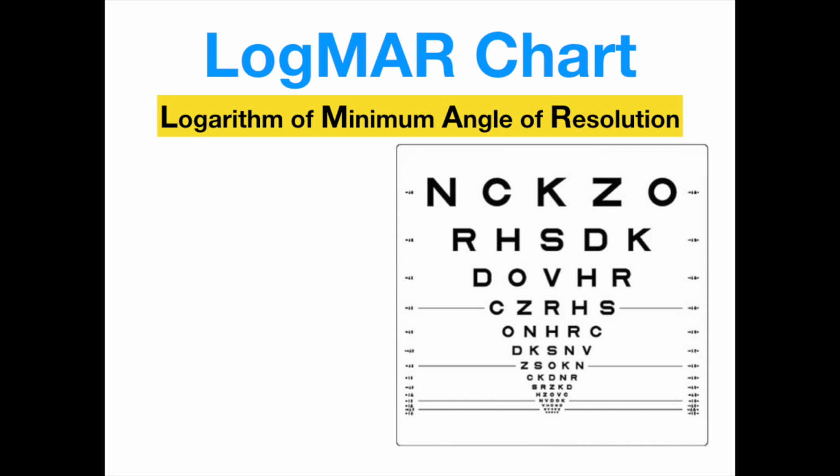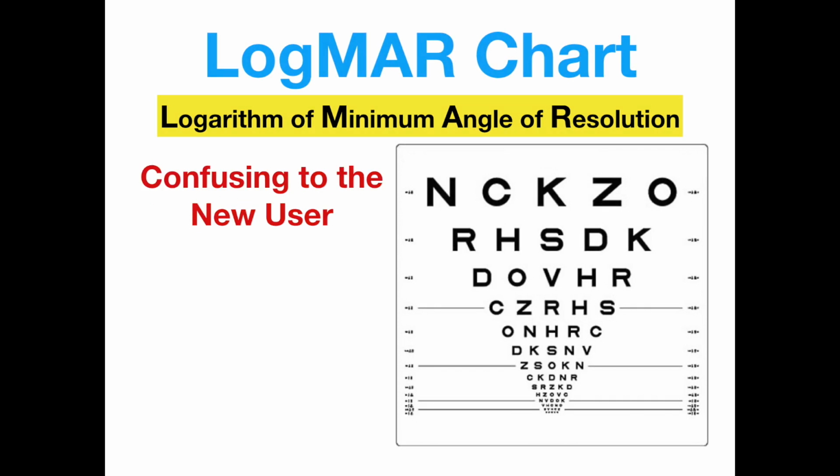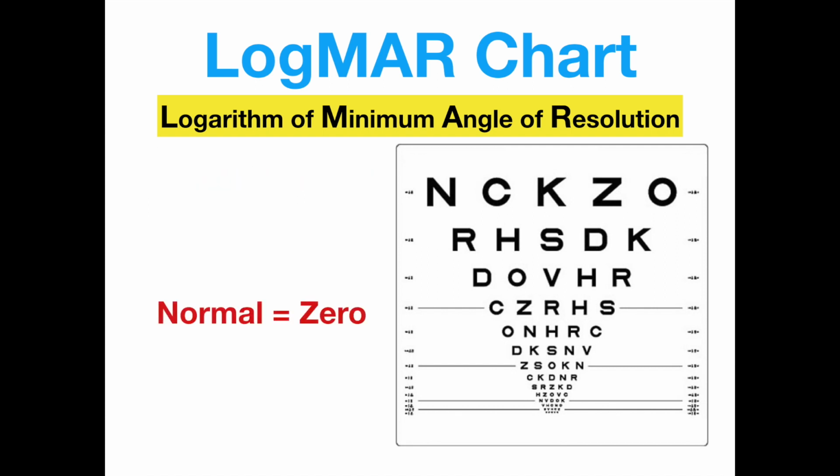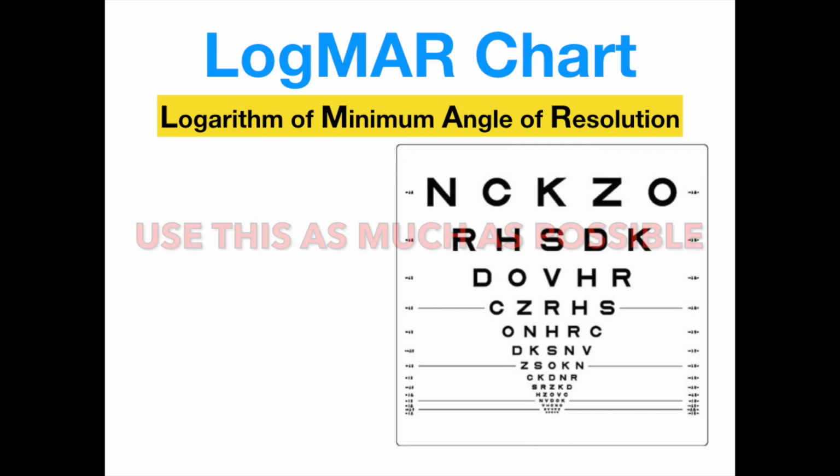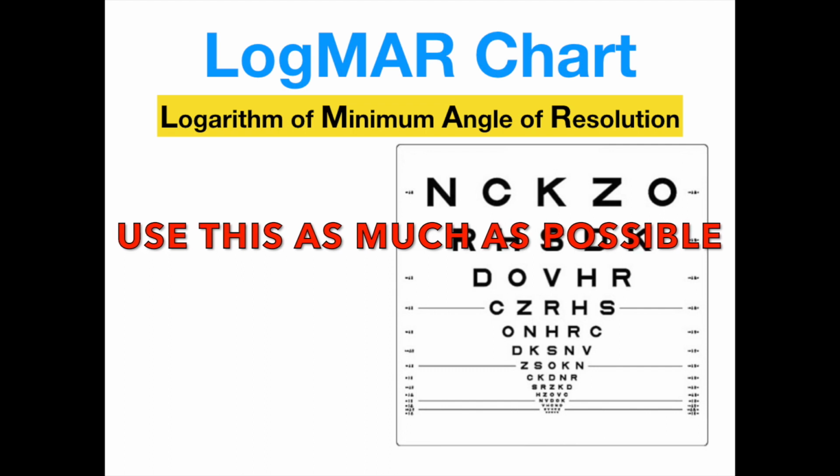The LogMAR chart is the most accurate among all the charts. However, its notations are a little confusing. For example, normal vision is noted as 0. Good vision is noted as negative. And bad vision is noted as positive. It's a little confusing, but it's designed to be the most accurate among all the exams.